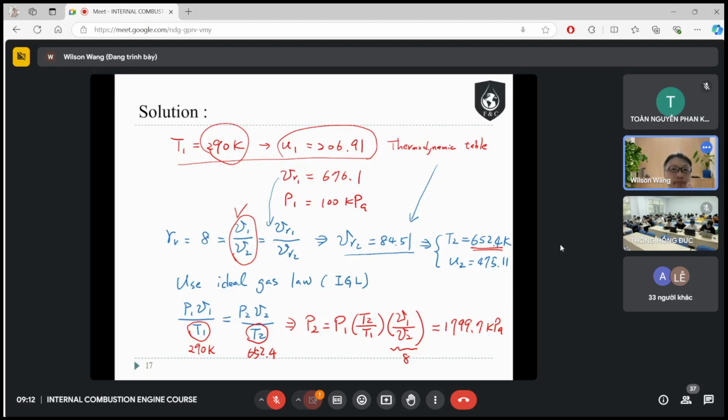So we know the compression process, we start from 100 kilopascal, which is almost our normal pressure, and we compress to 1,700, or almost 1,800 kilopascal during the compression process, right?